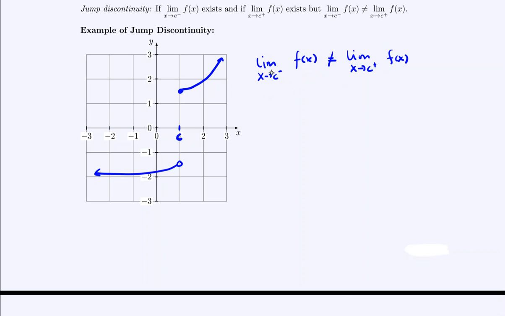We see the limit as we approach from the left here is about negative 1.5, and that's not equal to the value as we approach from the right, which is about positive 1.5. So our conclusion is that the limit from both directions doesn't exist, and if the limit doesn't exist, then we can't compare it to the function value. So that's the idea of a jump discontinuity.